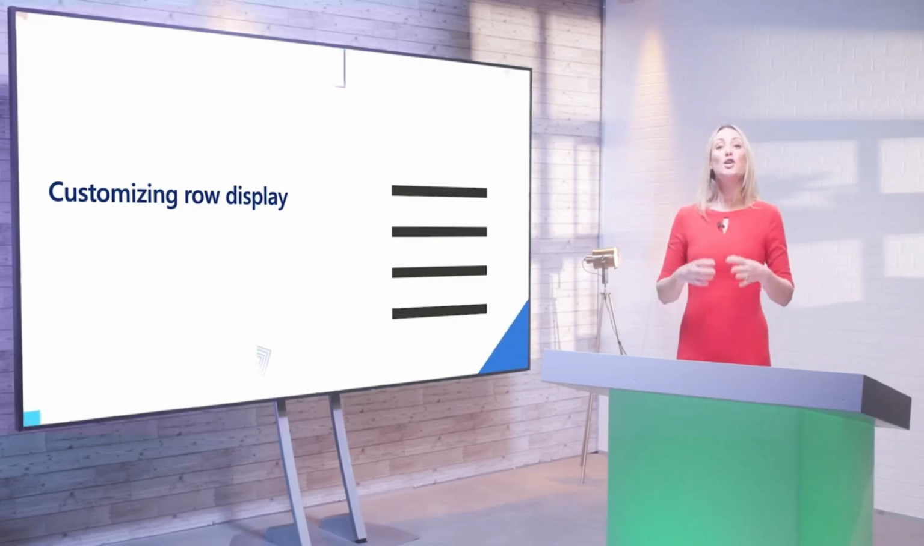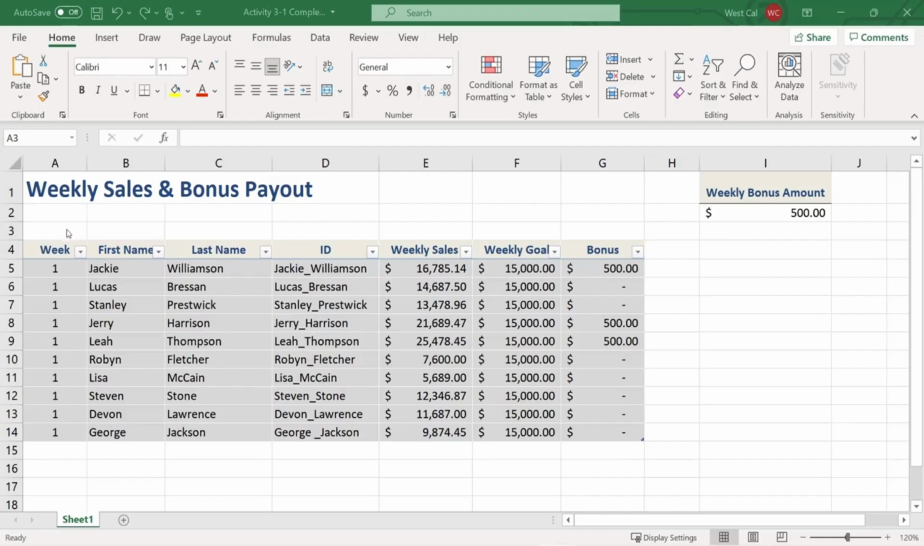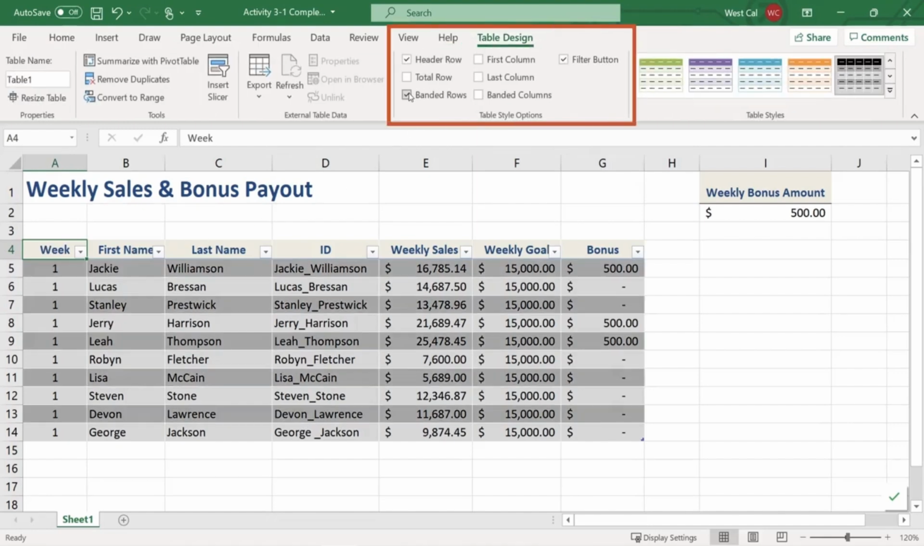You've just seen how to apply styles to tables so Thomas can present them in a more professional manner. Let's now look at how Thomas can customize row display. You can customize rows in a table through the enabling or disabling of banded rows and the inclusion of total rows. If you want to toggle banded rows, first select the table that you would like to work with and then click the Banded Rows checkbox in the Table Style Options group.